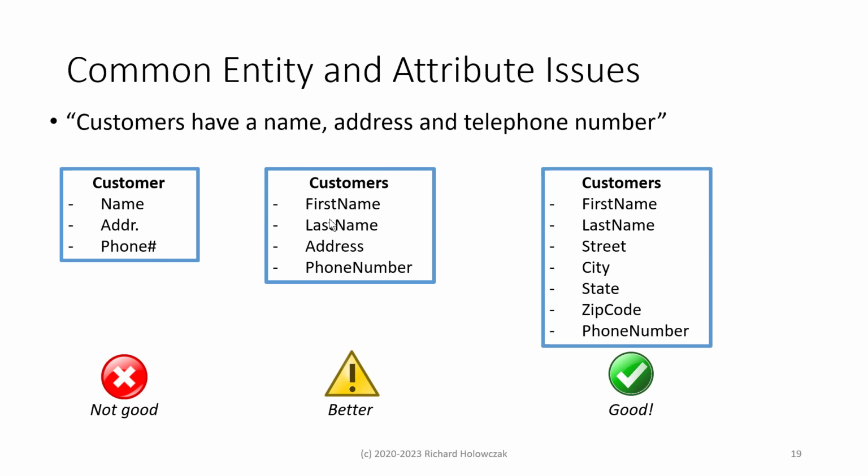But even on this one, we can improve a little bit more. Instead of just saying address and expecting to cram the whole address in there, we know that we should expand that into street, city, state, and zip code. Maybe even apartment number as well. I didn't put that one in here. But this would really be the best way to express what we're given here with customers have a name, address, and a telephone number. It's also helpful if you are consistent in using the plural customers as the name of the entity.